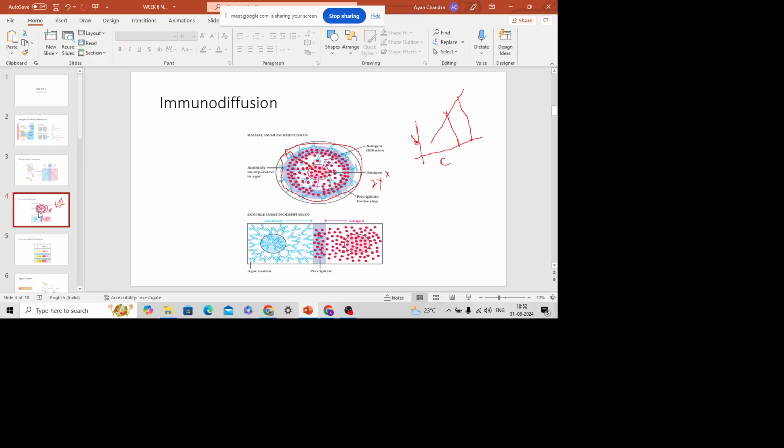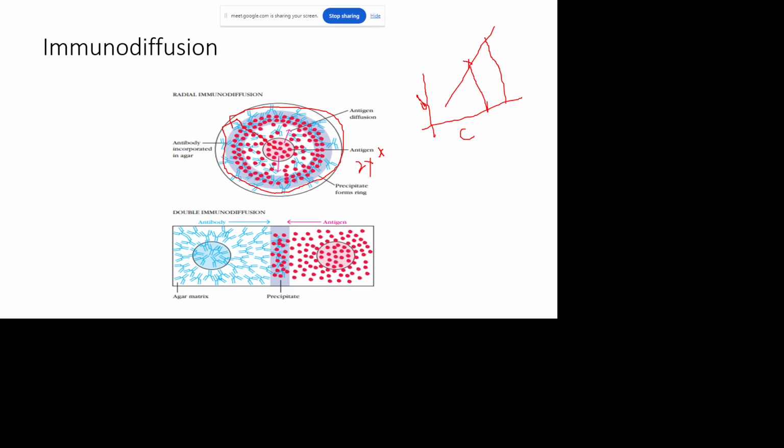Okay, so I think it is clear how you are able to measure the antigen concentration by radial immunodiffusion, right? So another process is double immunodiffusion.